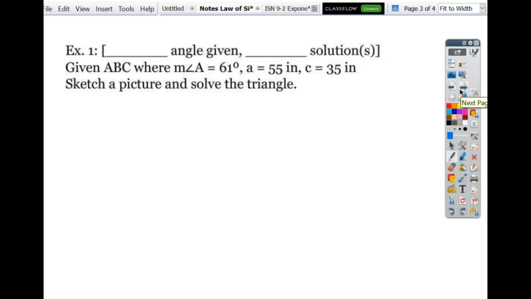So if I have this triangle, and this angle is 61, and side A is 55, and side C is 35, what can I find? If I'm given those three things, what can I find? I have two sides, but it's not a right triangle, so we can't do Pythagorean theorem. So we can find angle C, okay? That's what we can do.